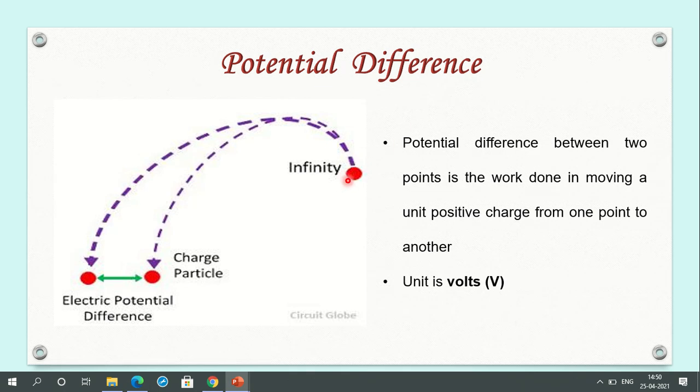Also, if this charge has to be moved from infinity to this point, we have to do work, and that work is the potential of this point. So both these points will have a potential, and the difference between these 2 potentials is termed the potential difference between these 2 points. That is one definition, or otherwise it is the work done to bring a charge from this point to this point. That is the potential difference. So potential difference also has the unit volts.